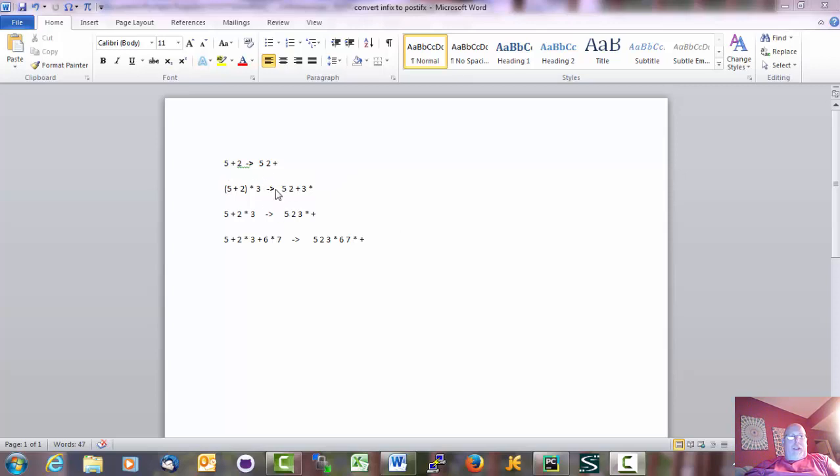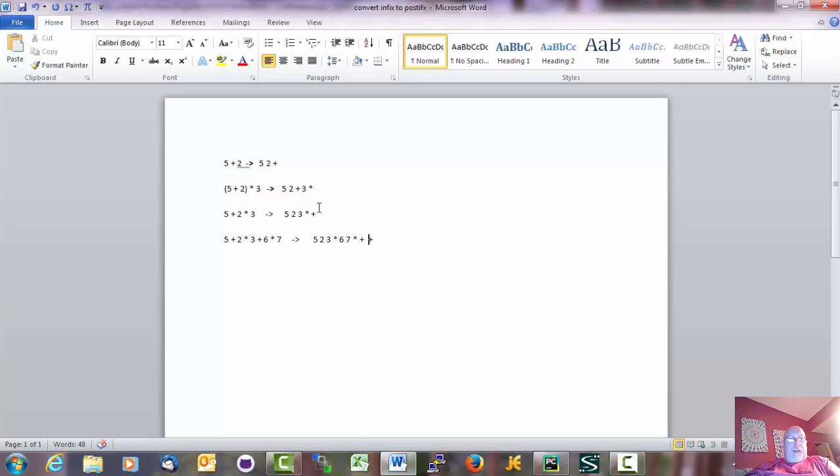Okay, so just a reminder, some examples. If you have 5 plus 2, when you convert this to postfix, it's 5 2 plus. With parentheses, we have parentheses 5 plus 2 times 3. That's 5 2 plus, then the 3 and the star. Without parentheses, 5 plus 2 times 3 becomes 5 2 3 star plus. Let's do one more example. 5 plus 2 times 3 plus 6 times 7 is 5 2 3 star. So multiply the 2 times the 3, multiply the 6 times the 7, and then add, oh, I need another plus sign here, and then add those results together.